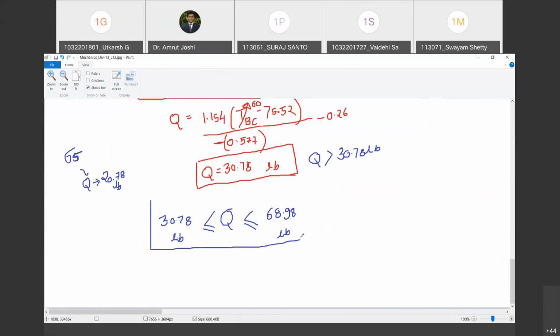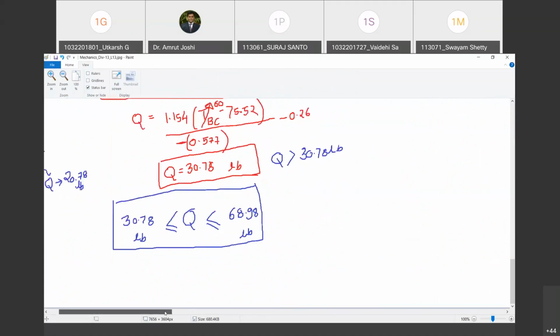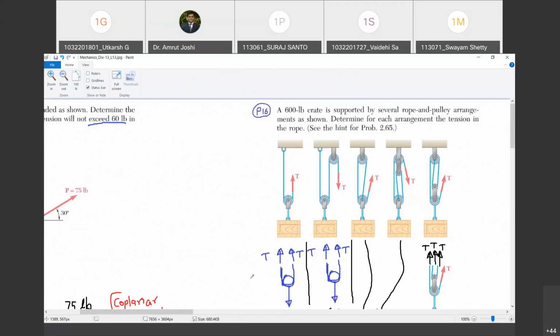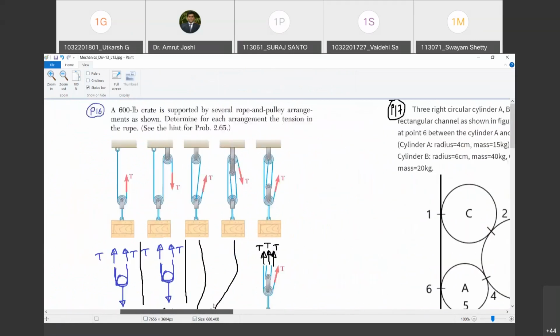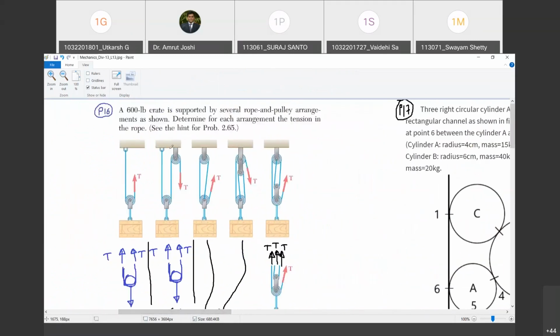Yes. So this is the answer for the first problem. I hope everybody has understood this. Now let us go to the next problem. Can you read the statement for me?